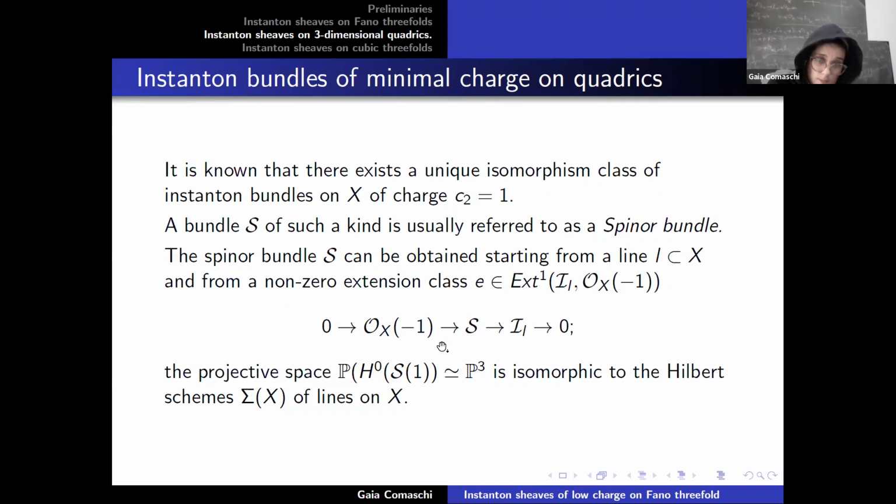So from this, we also understand that the projective space of global sections of the twist of S by 1 is a three-dimensional projective space that is isomorphic to the Hilbert scheme of lines on X. So S can always be constructed from L, from a line on X, and conversely, every line on X can be realized as the zero locus of a global section of S twisted by 1.